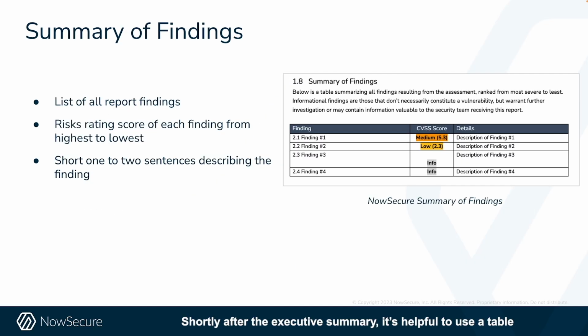Shortly after the executive summary, it's helpful to use a table that contains all findings ranked by risk rating as your report makes its way to those responsible for remediation. This summary allows them to quickly prioritize investigation and remediation into the most impactful findings. Risk categories are subjective, so we'll use the Common Vulnerability Scoring System, or CVSS, to rank our findings. CVSS is well suited as a standard measurement system for industries, organizations, and governments that need accurate and consistent vulnerability severity scores.